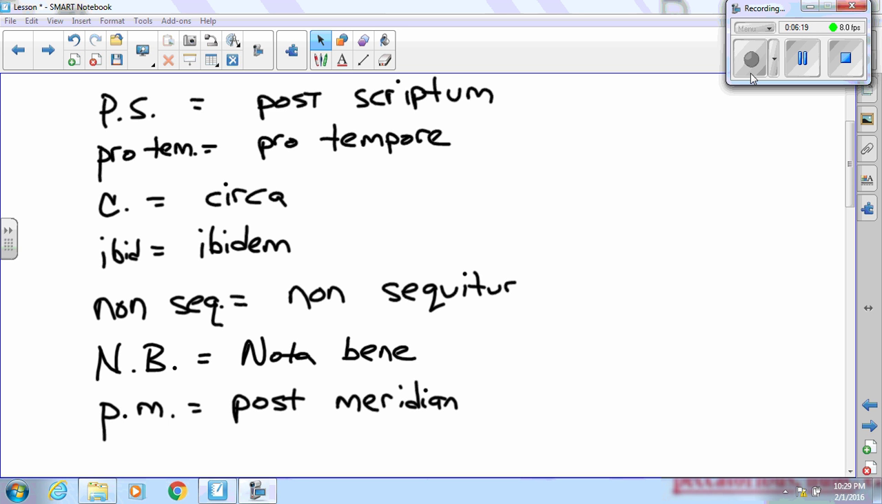PM is post-meridian or after midday or afternoon. For this section, they're going to give you English sentences with blanks, and you're going to have to decide which one of these abbreviations goes in that sentence. So if I said that the president was assassinated, and so the vice president is now the president pro tempore, you would know that that is the president for the time. If I told you that I was born circa 1970, then you know I was born around 1970, etc., etc.